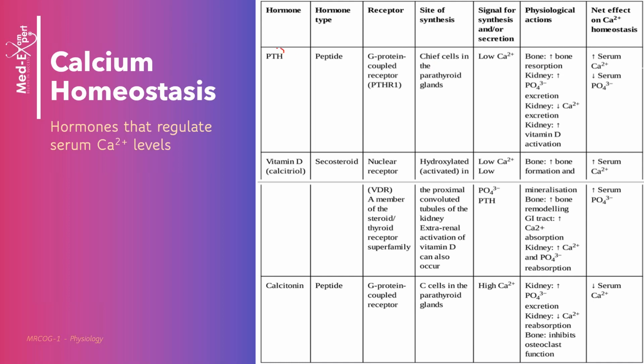See here the difference between the parathyroid hormone and vitamin D. Parathyroid hormone leads to an increase in the serum calcium while a decrease in the serum phosphate. And by the way, this is a very important exam question. It came before in the exam. While vitamin D will increase both serum calcium and serum phosphate. Calcitonin will lead to a decrease in the serum calcium.